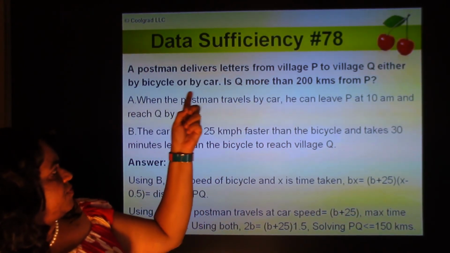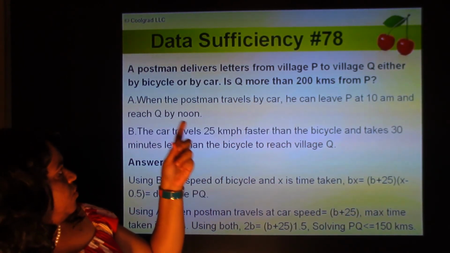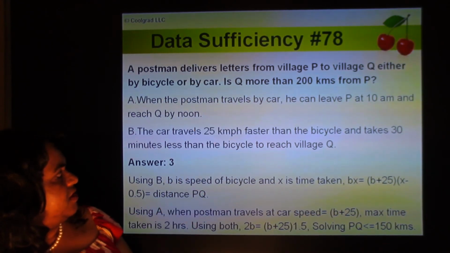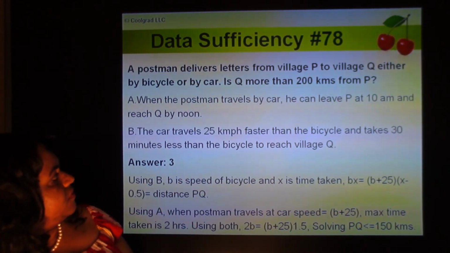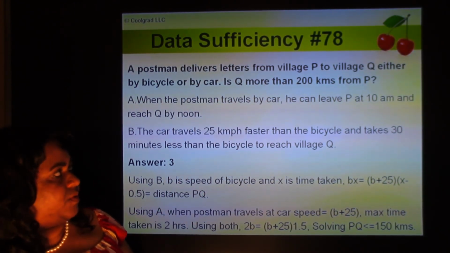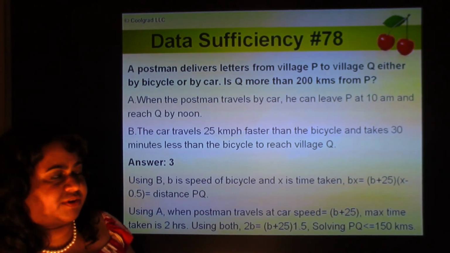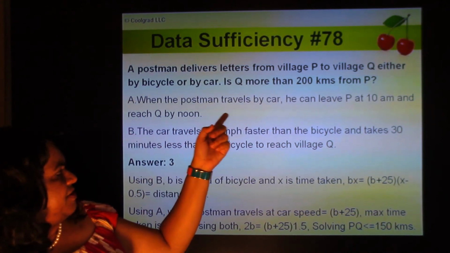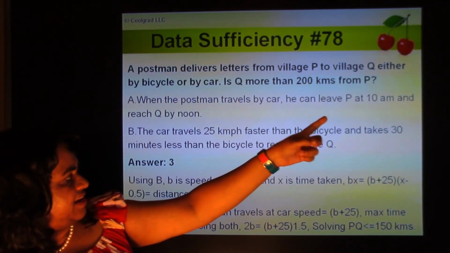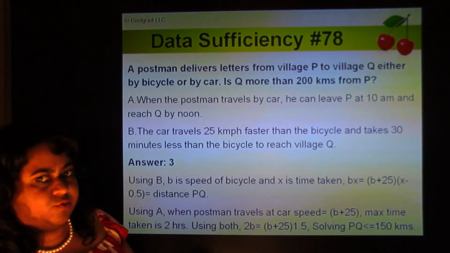Question 78. A postman delivers letters from village P to village Q, either by bicycle or by car. Is Q more than 200 kilometers away from P? So they're asking whether the distance between P and Q is more than 200 kilometers. Statement A. When the postman travels by car, he can leave P at 10 a.m. and reach Q by noon.